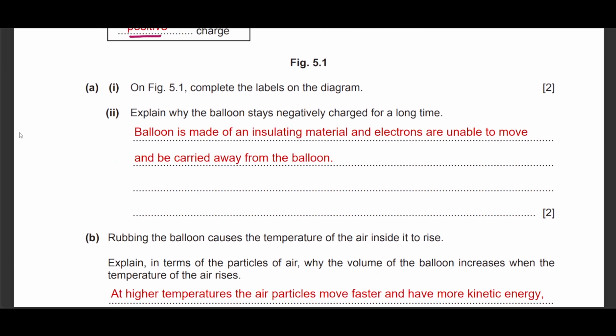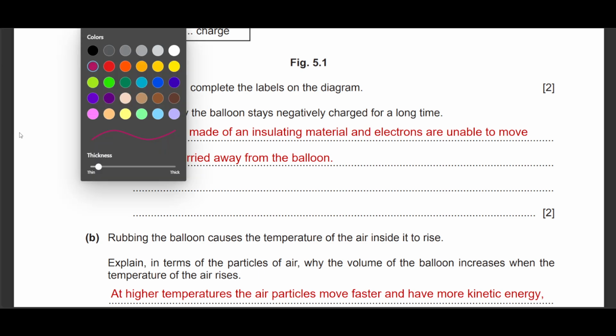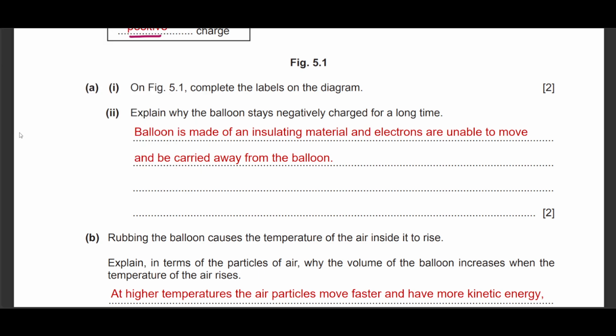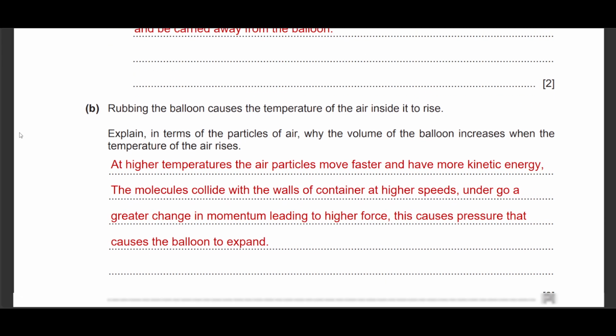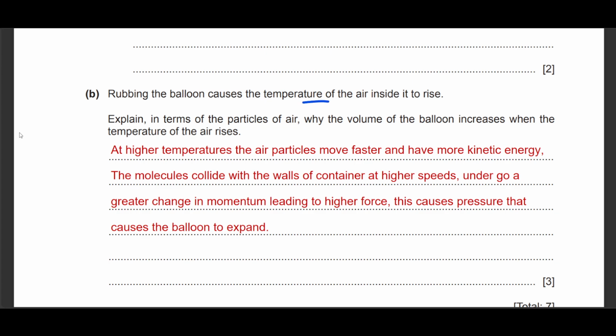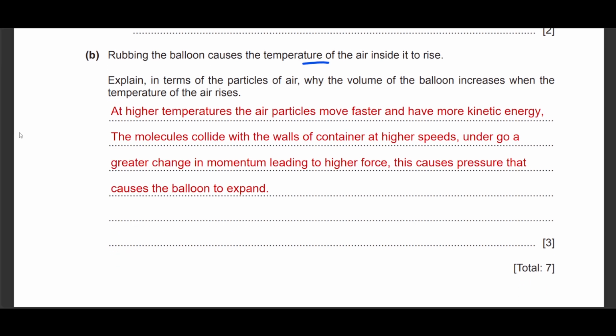Explain why a balloon stays negatively charged for a long time. The balloon is made out of insulating material and it is difficult for the electrons to move across or through the insulating material. So they're just going to stay there for a long time because they have nowhere to go. If there had been moisture or if this had been a conducting sphere, then it would have been discharged easily. Rubbing the balloon causes the temperature of the air inside to rise.